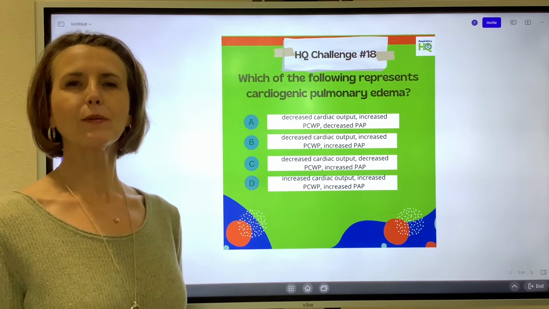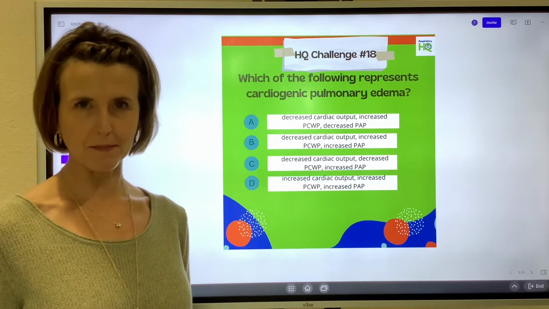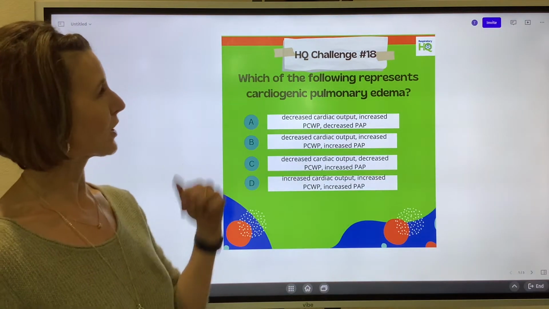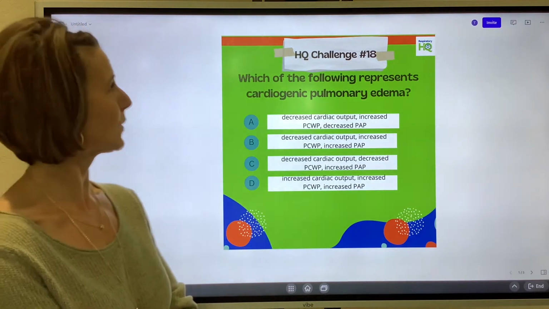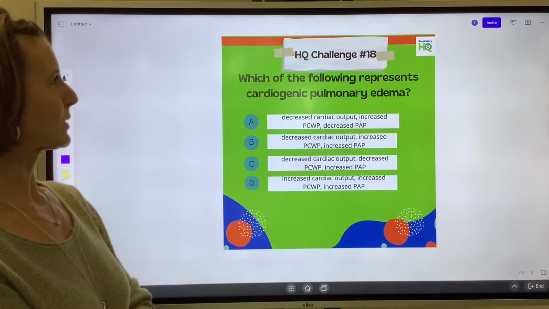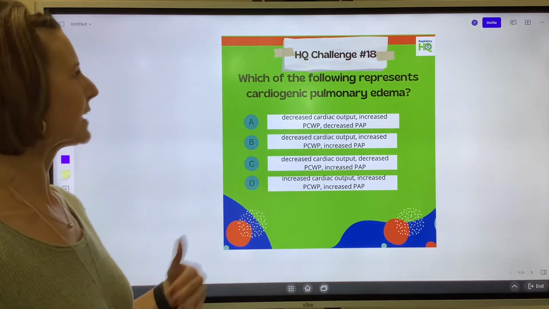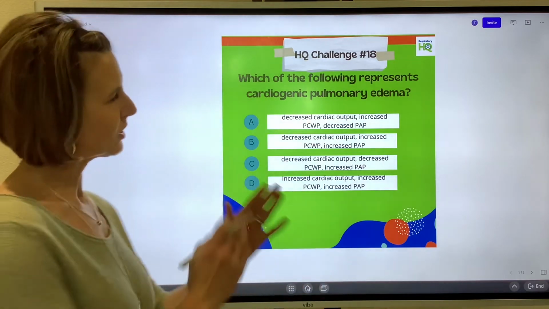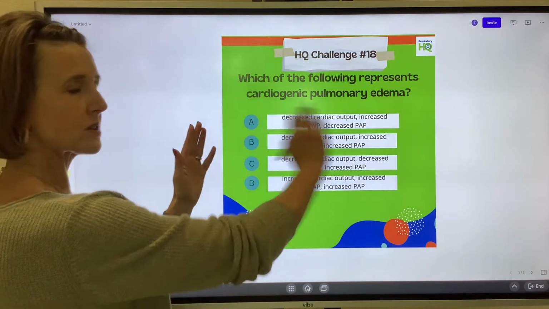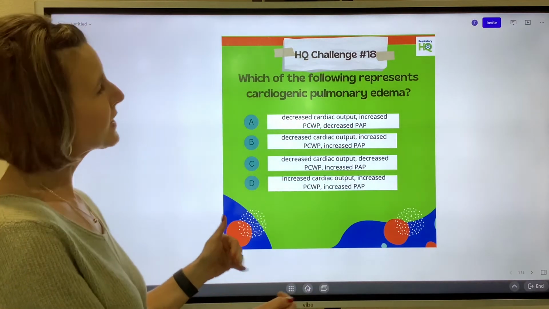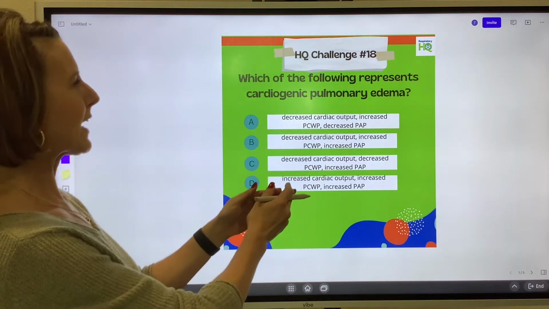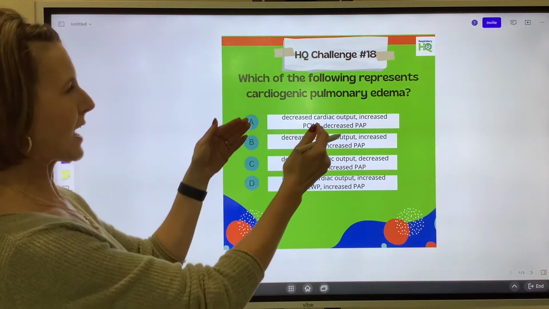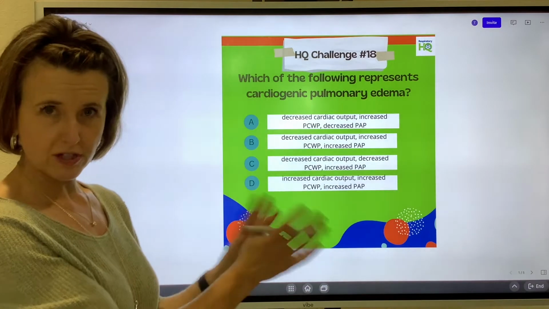Everyone. Today we're going to talk a little bit about hemodynamic monitoring, specifically cardiogenic pulmonary edema, okay? So which of the following represents cardiogenic pulmonary edema? And if you notice, this is really a multiple choice question, only it moves horizontally rather than vertically. So we've got cardiac output, wedge, and pulmonary artery pressures to decipher through.